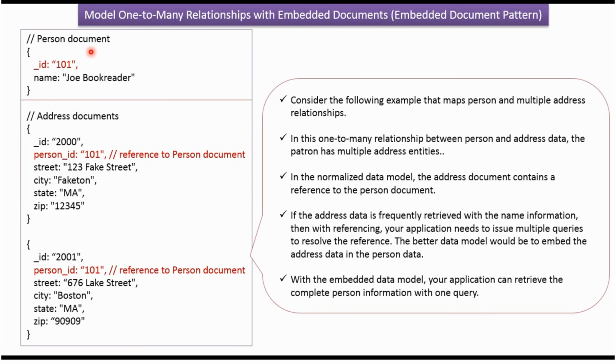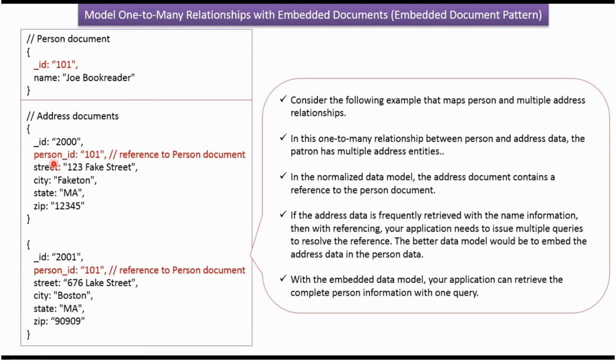Here you can see the example of a one-to-many relationship between person data and address data. Here you can see the person document, and this person document will be in the person collection. And here you can see two address documents, and they will be in the address collection. In the person document, _id is there, which is the primary key, and it has name. And in the address documents, _id is there, which is the primary key, and it has street, city, state, and zip.